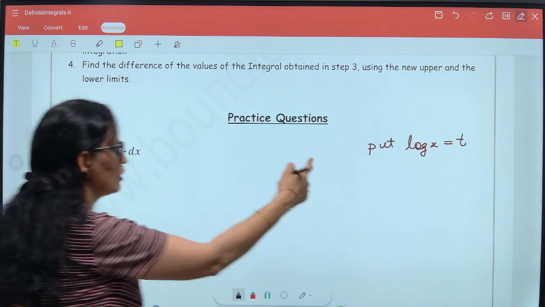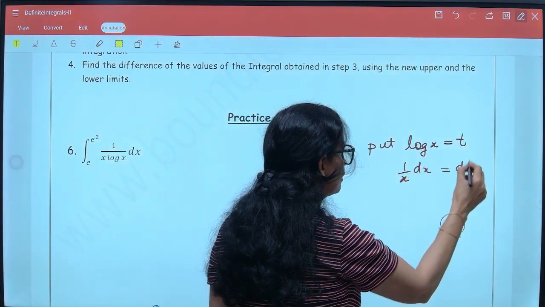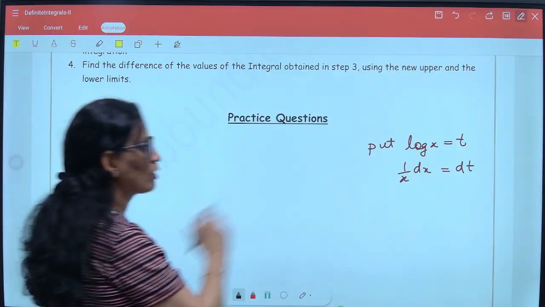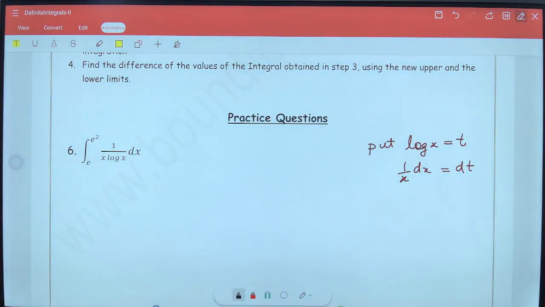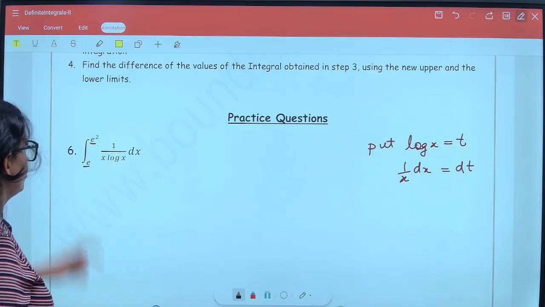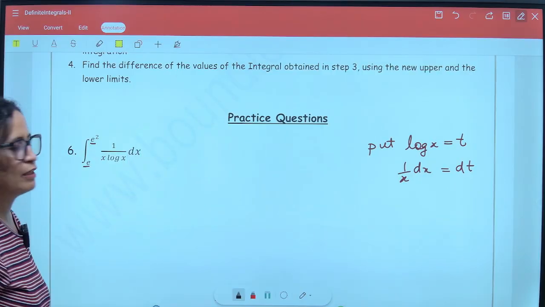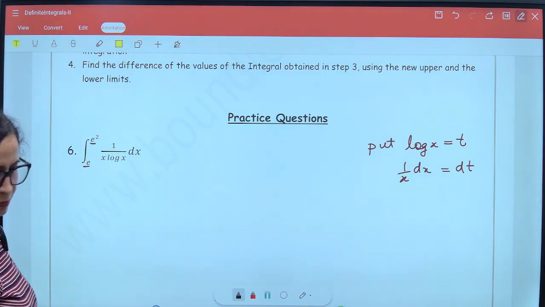Now differentiating both sides, what do we get? 1 by x dx equals dt. This is what we have done in indefinite integrals. Now what is the difference here is, you have to take care of the lower and upper limits also. So these limiting values are for x. Now what are the limiting values for the new variable t that we need to look at, right?